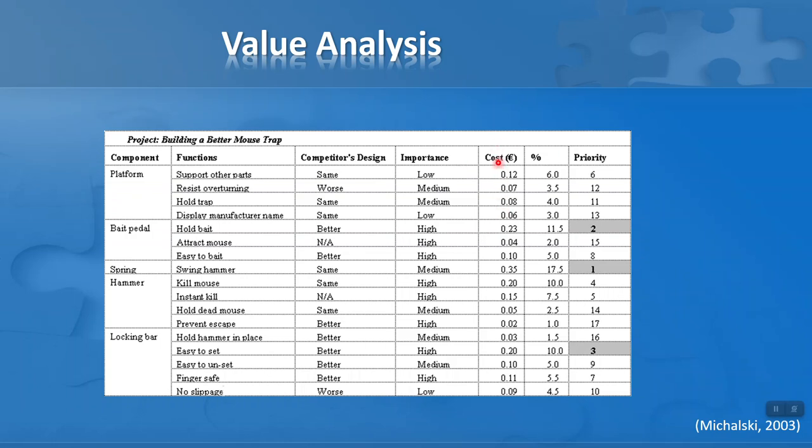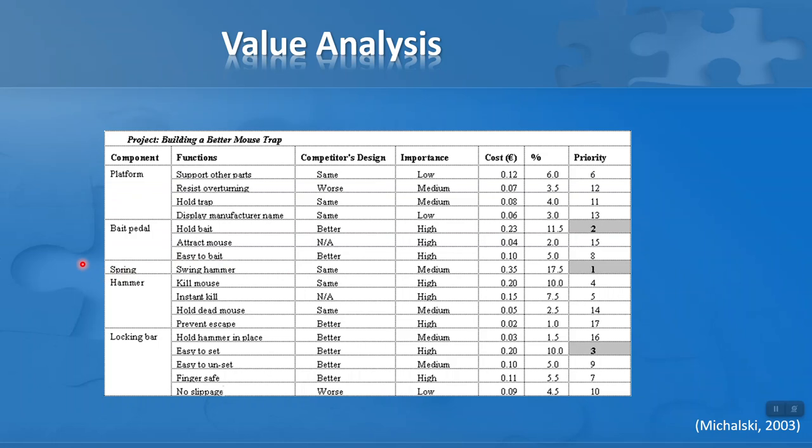Now, a really hard part here then is associating or estimating a cost with each function. So we take the platform component, look at the support other parts function, and we can see that the cost of that, I'm using euro here, that the cost of that is 12 cent. The next one is 7 cent, and so on down in the column here. Now, what we do then is we look and we convert those into a percentage. So what's each of these function costs, what percentage of the total is that? So I can see that the first one here, support other parts, represents 6% of the total cost of the mousetrap. So that's quite a high amount, but there are other ones down along here as well.